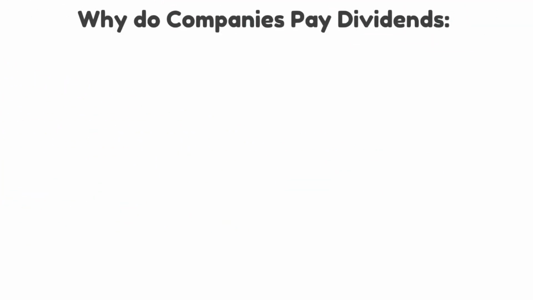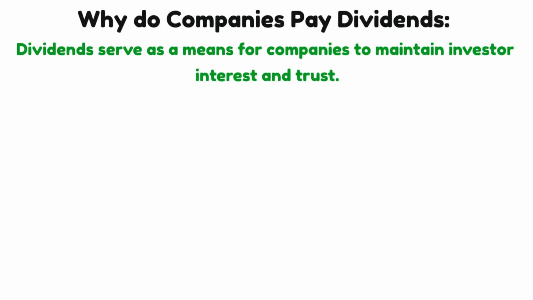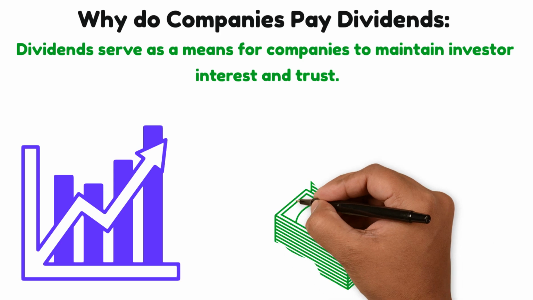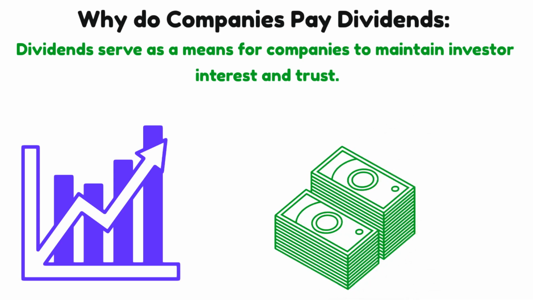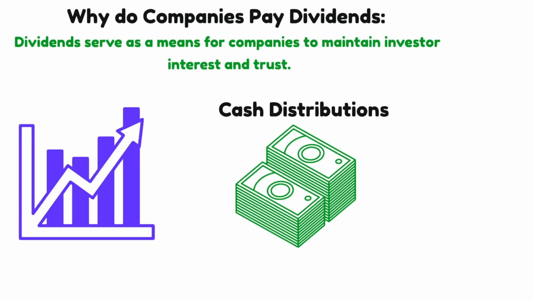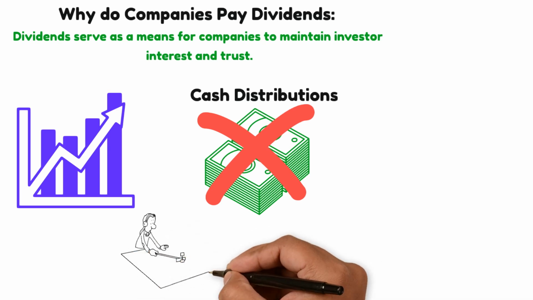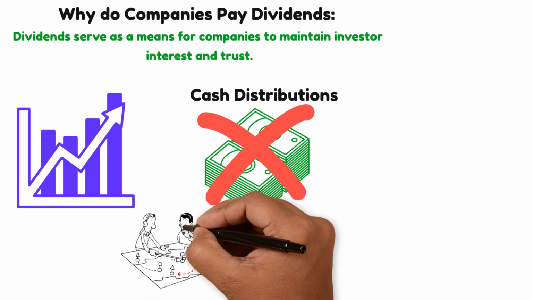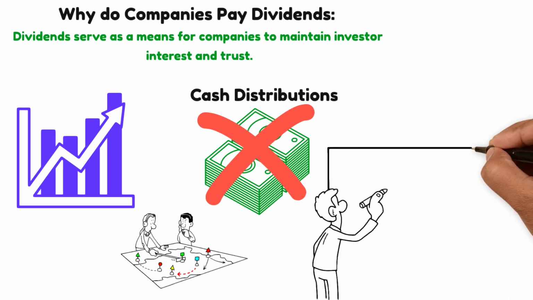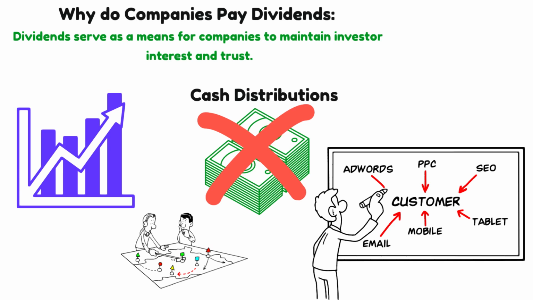Why do companies pay dividends? Dividends serve as a means for a company to maintain investor interest and trust. While a high-value dividend can indicate a company's financial strength and profitability, it may also suggest a lack of reinvestment opportunity, leading to cash distributions to shareholders instead. A company's decision to reduce or eliminate dividends may signal financial trouble, but it could also represent a strategic move to invest in projects with potential long-term returns for shareholders. So it's important to understand the company's roadmap when evaluating the company's possible return on investment versus dividend distribution.